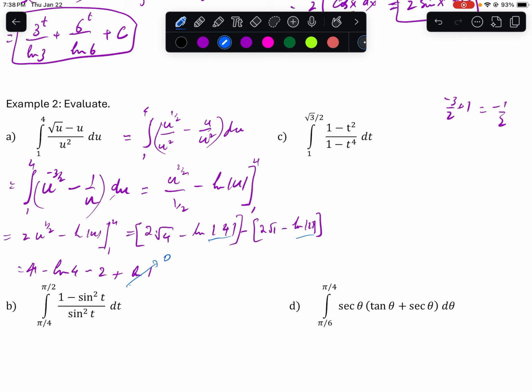So I have 4 minus 2, which is 2, minus ln of 4. Now note here, we can simplify ln of 4 as 2 ln of 2. Can you think why I can write this? Again, you have to recall the properties of logarithm. Next example.